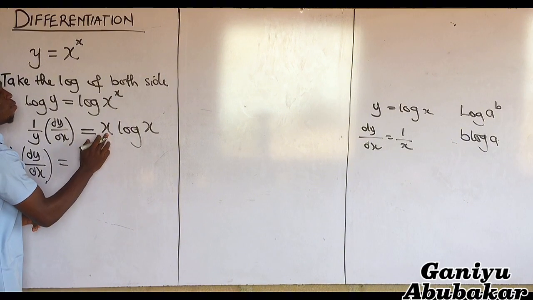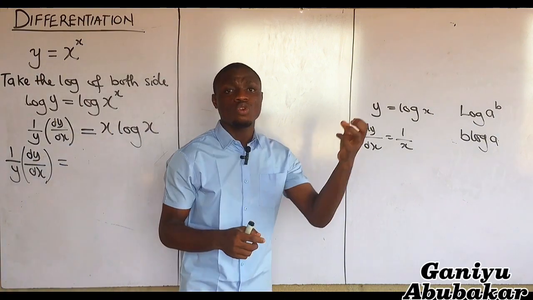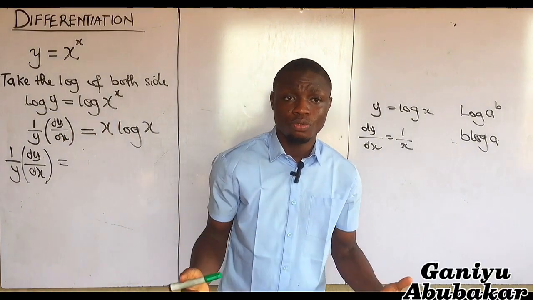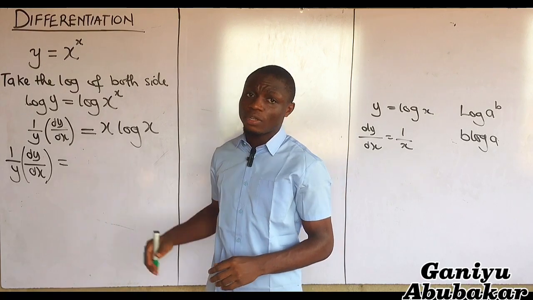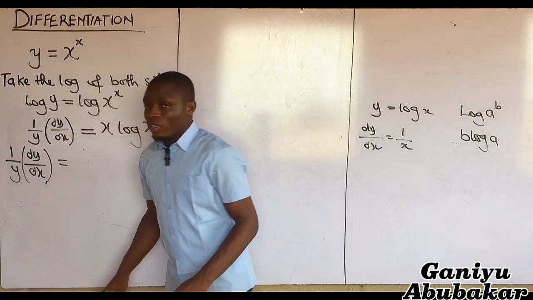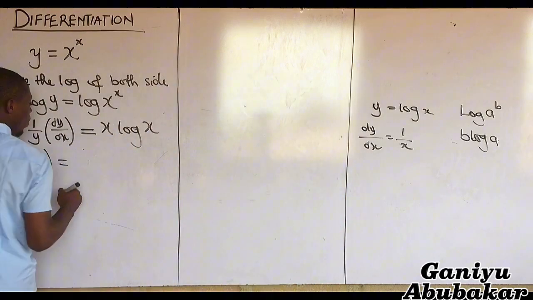I have x multiplying log x. So in differentiation, if I have two terms multiplying each other, I apply the concept of product rule. I apply the idea of product rule here. Let's get this done. From product rule, what do we know?